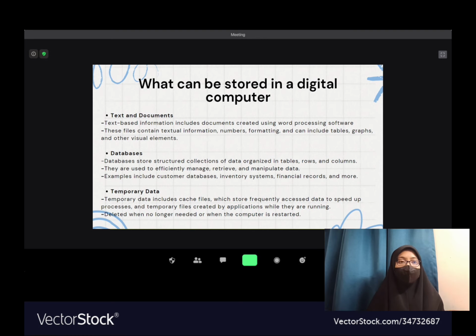Next, database. A database stores a structured collection of data organized in tables, rows, and columns. They are used to efficiently manage, retrieve, and manipulate data. Examples include customer databases, inventory systems, financial records, and more. The last one is temporary data. Temporary data includes cache files, which store frequently accessed data to speed up processes, and temporary files created by applications while they are running. This temporary data will be deleted when no longer needed or when the computer is restarted.